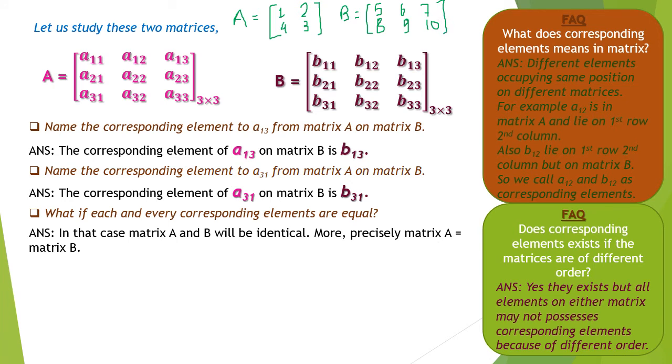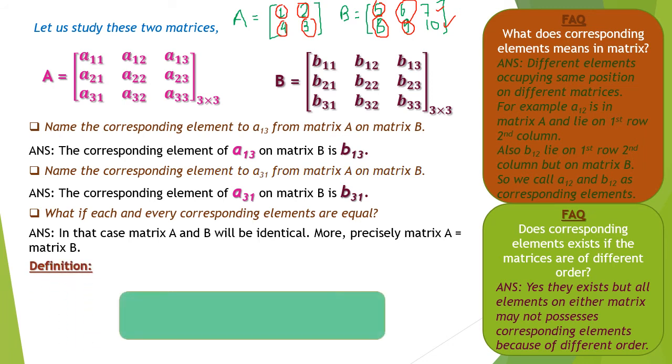Now let's see the corresponding elements. The corresponding element of 1 from matrix A is 5 from matrix B. Similarly, the corresponding element of 2 from matrix A is 6 from matrix B, and for 4 of matrix A, that is second row first column, 8 is in second row first column, and for 3 it is 9. So you can clearly see 7 and 10 don't have corresponding elements. Okay, clear?